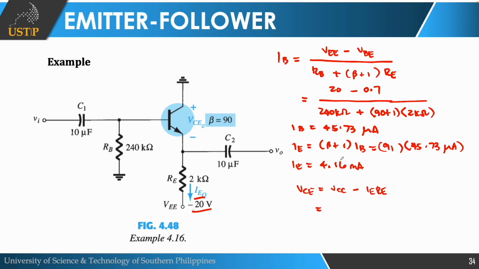That is VEE. Okay, VEE. That is 20 minus 4.16 milliamperes multiplied by 2 kilo ohms. So we get a VCE of 11.68 volts. Okay, so that would be all for the emitter follower.